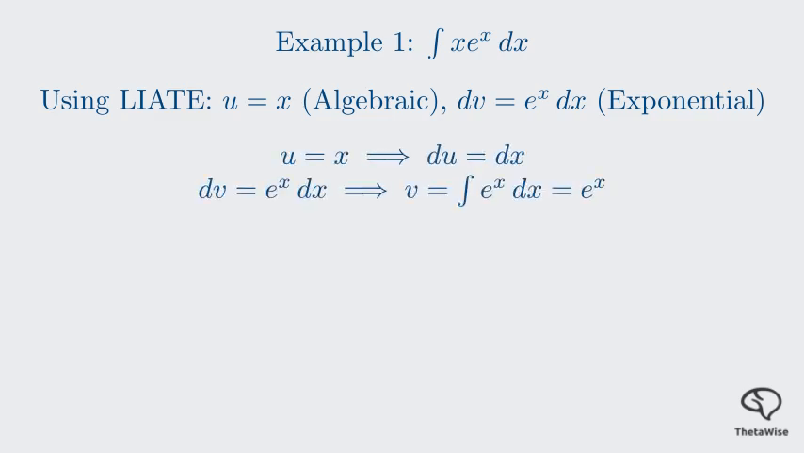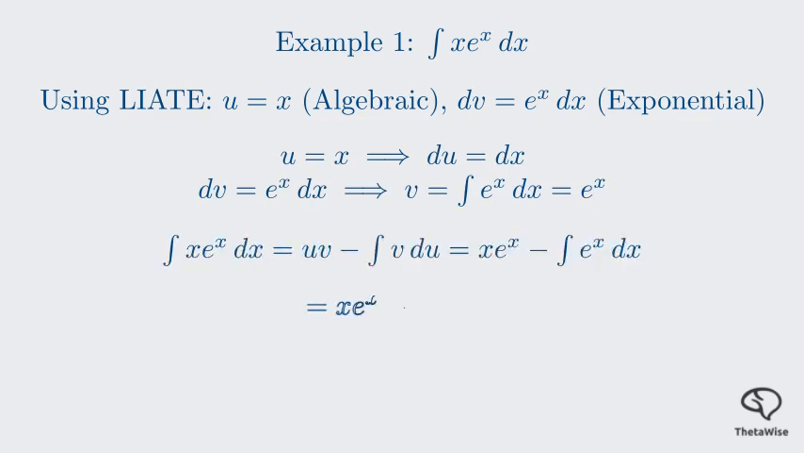If u is x, then du is dx. If dv is e to the x dx, then v is the integral of e to the x, which is e to the x. Now we plug these into the formula. We get x times e to the x minus the integral of e to the x dx. The new integral is very simple. The integral of e to the x is e to the x, so the final answer is x e to the x minus e to the x plus c.